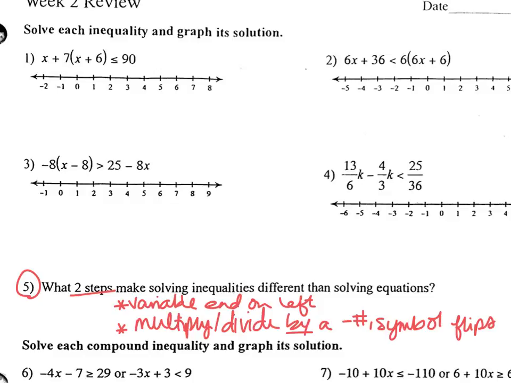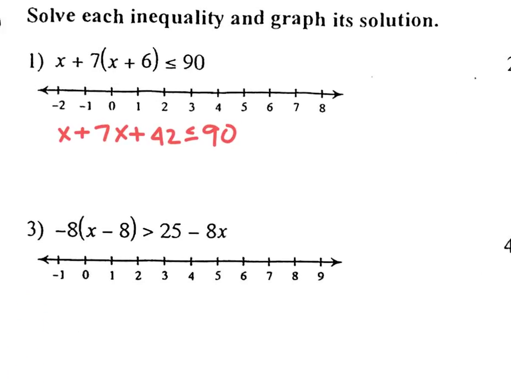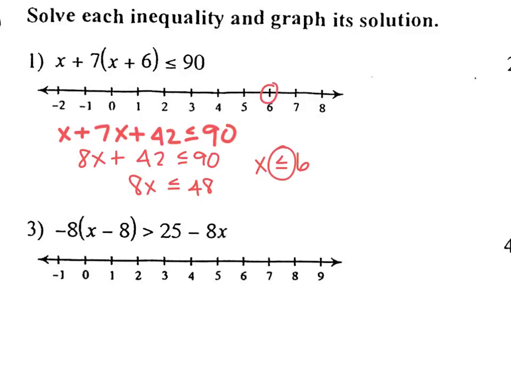All right, so question 1, if I'm going to work that one out. The first thing I need to do is distribute. That's going to give me x plus 7x plus 42 is less than or equal to 90. And then I need to combine like terms, or at least that's what I would do next. So that's going to give me 8x plus 42 is less than or equal to 90. Subtract 42 from both sides. 8x is less than or equal to 48. Divide by 8, which is going to give me x is less than or equal to 6. So I know this less than or equal to symbol means that I need to make a closed circle on 6 because of the equal to, and shade to the left because we're at less than.